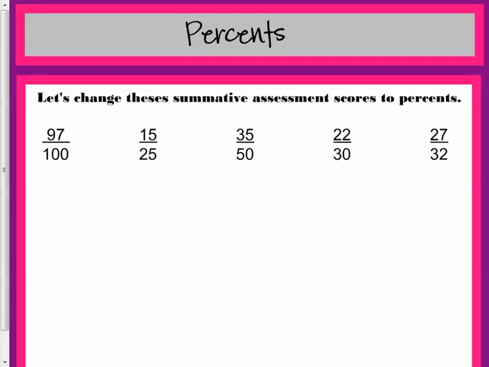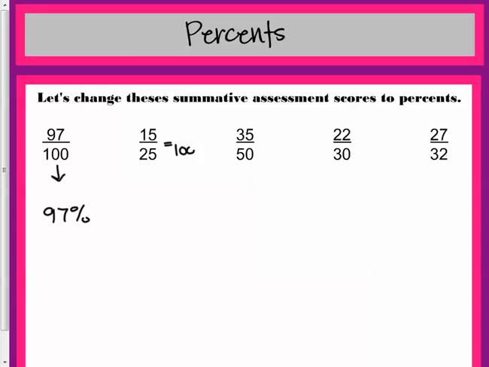So if I have the base as being 100, I can easily change these summative assessment scores to the percent. For example, if somebody got 97 out of 100, they got a 97%. It gets a little trickier when the number isn't 100.